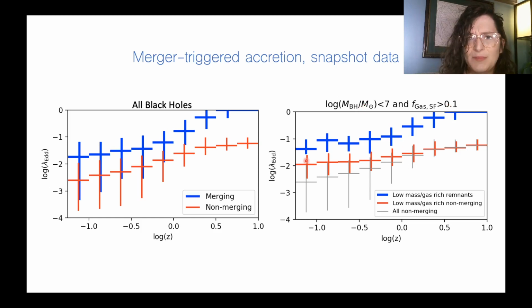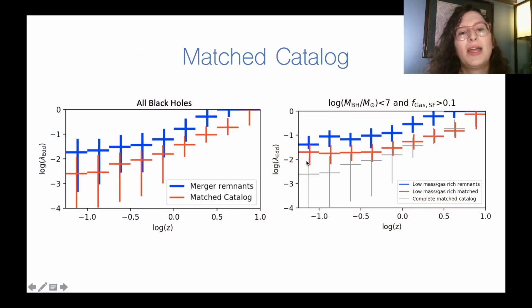Now, just to shore this up, what we did was we wanted to take this a step further, and in order to do that, we took each remnant supermassive black hole and matched it to 10 non-merging black holes in the same snapshot as the remnant, that had the nearest post-stellar mass. So same snapshot with the 10 nearest post-stellar masses. And what we came away with was this matched catalog. We reran that same analysis from the last slide.